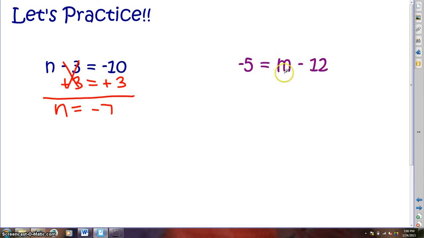And I find my variable on the last one. My variable is over here on the right. It's my m. It has with it a minus 12. So to undo minus 12, I add 12. And I add 12 to both sides. So negative 5 plus 12 equals 7. So m equals 7. If I plug that back in, 7 minus 12 does equal negative 5.